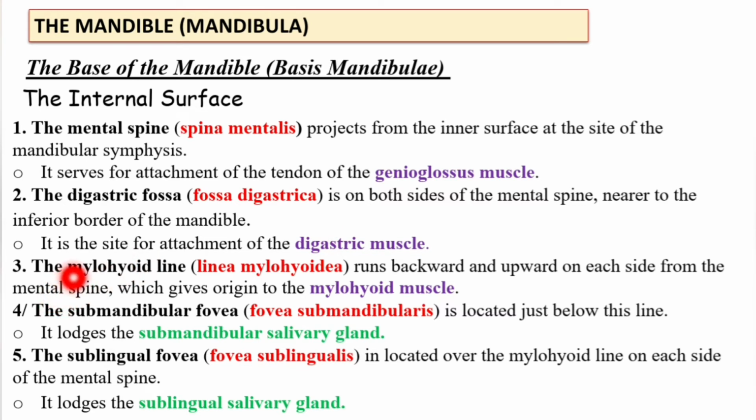There is the mylohyoid line, linea mylohyoidea, and this is important for the mylohyoid muscle. There is the fovea submandibularis for the submandibular salivary gland, and the fovea sublingualis for the sublingual salivary gland. Fovea submandibularis is for the submandibular salivary gland, and then fovea sublingualis is for the sublingual salivary gland.